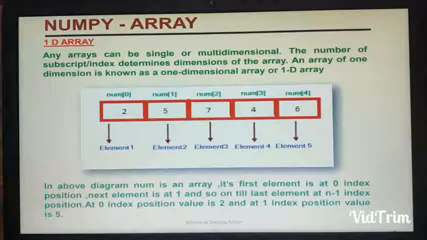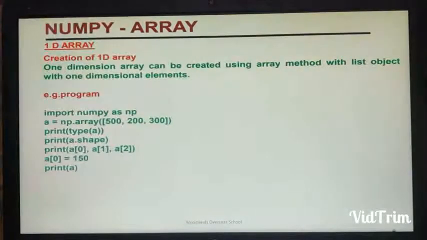The first value will be stored in num0 and the last will be at num4 if you have 5 values. And if you want to access the values, you will be writing like num1, it will give output as 5. So this is called 1D array, where just one row will be there and one axis will be there, that is axis 0. Now let's have a look how we can create.